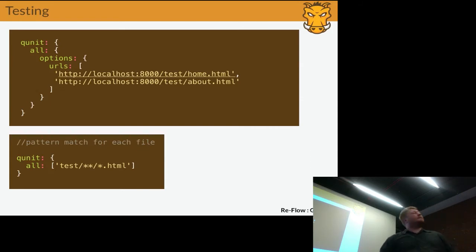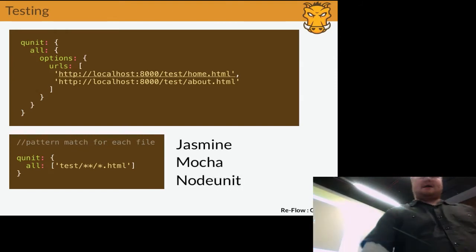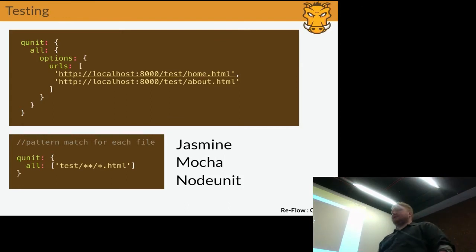Are you going to talk about watch later on? It'll be coming up, yeah. Okay. So if you don't like QUnit, you can use Jasmine, Mocha, or even NodeUnit if you're writing any Node modules or anything.